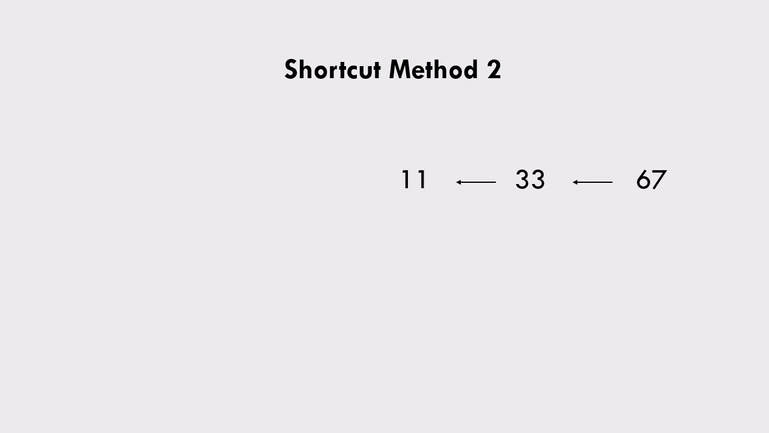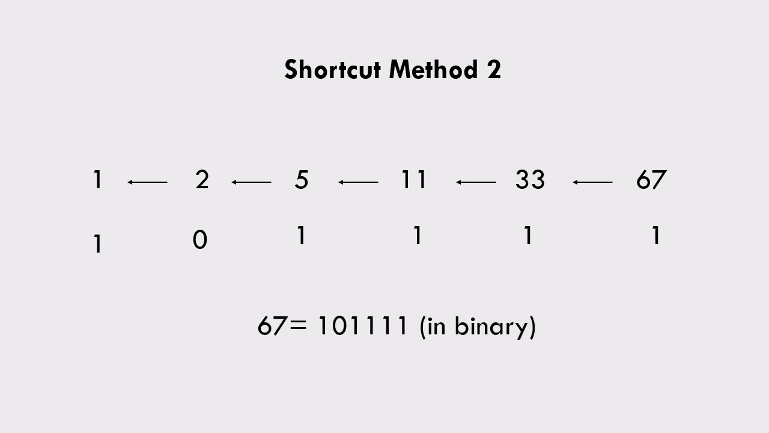Then again find out half of 33 and write down to the left of it. So we get it 11. Continue this till we get the answer as 1. So 11's half is 5. Half of 5 is 2. Half of 2 is 1. In the next step, we will write 1 below all the odd numbers and write 0 below all the even numbers. In this case, only one even number is there, that is 2. So we will write 0 below 2 and everywhere else we will write 1. So I get 1, 0, 1, 1, 1, 1. That is the binary of 67. So binary of 67 is equal to 101111.